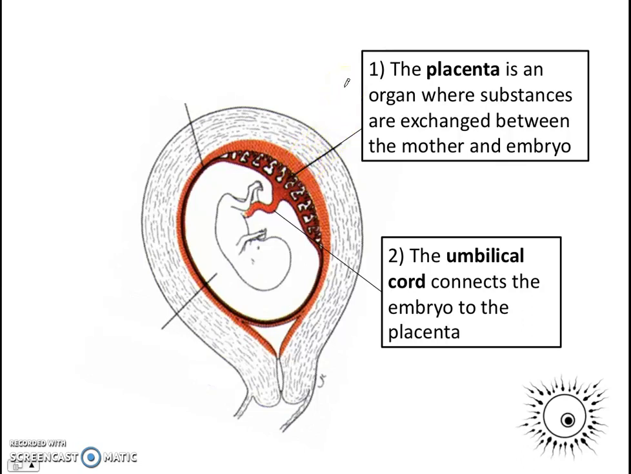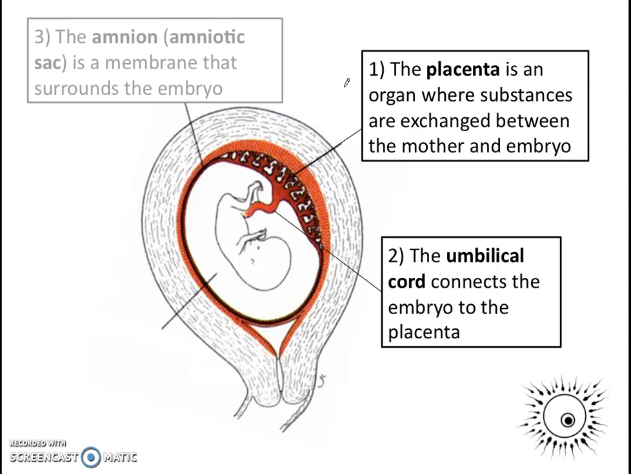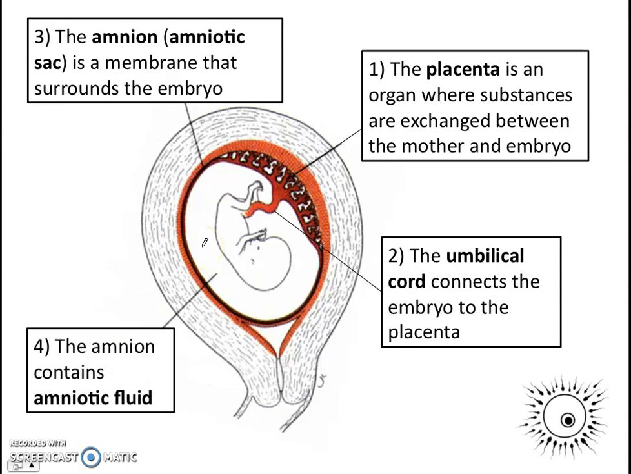Now the third important structure is the amnion, or the amniotic sac. This is just a membrane that surrounds the entire embryo. And inside the amniotic sac is a fluid known as the amniotic fluid. You'll see that there is a fluid that bathes the entire embryo. The embryo is just growing inside this fluid, and it provides cushioning and protection.